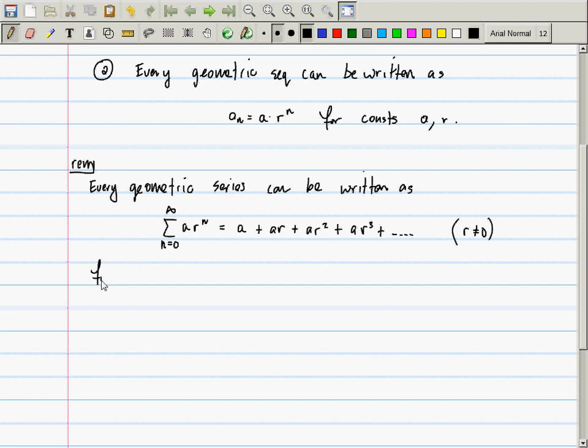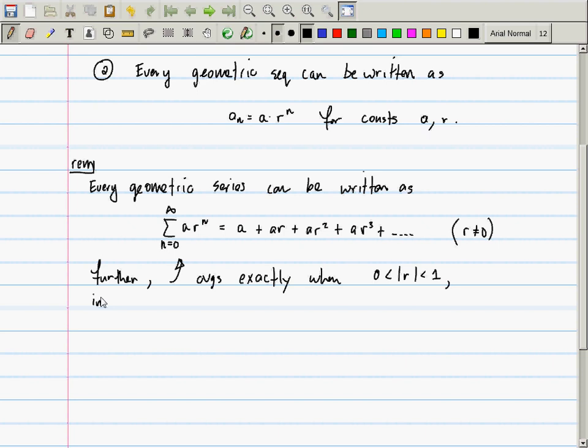Further, this converges exactly when the absolute value of r satisfies 0 less than absolute value of r less than 1. So it's very easy to tell whether or not a geometric series converges. But the most fantastic thing is that we're actually able to say exactly what it converges to.